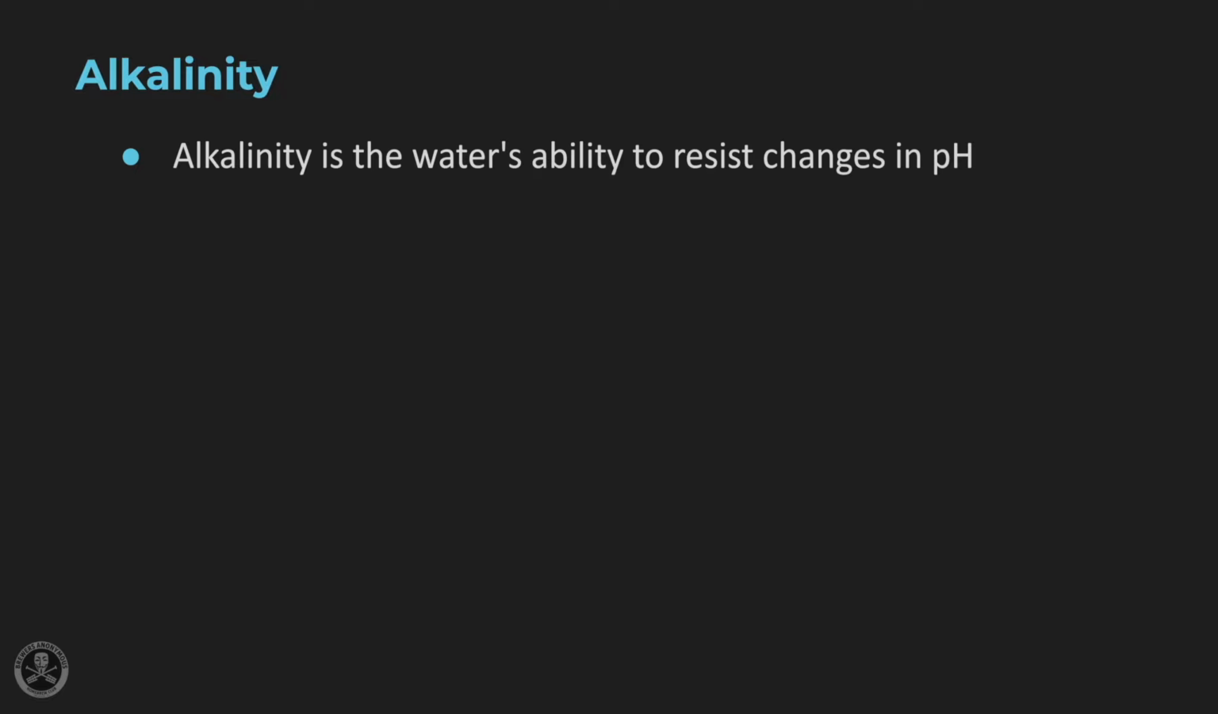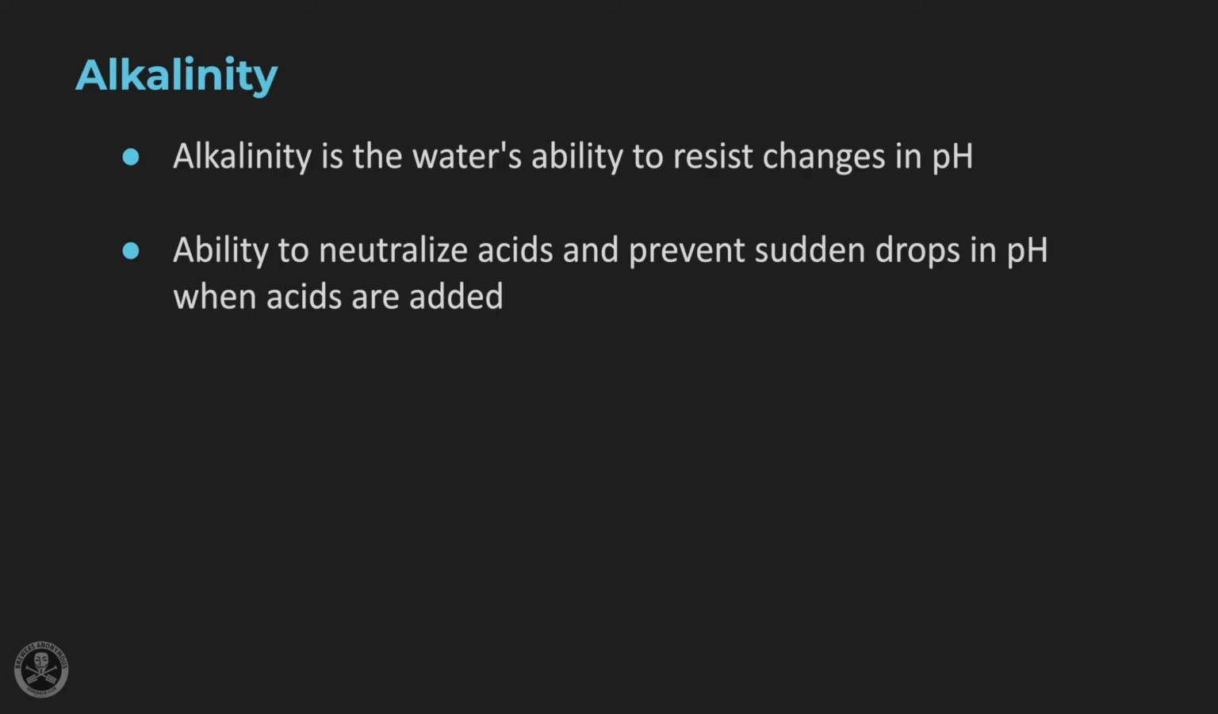Now, what exactly is alkalinity? Well, by definition, in terms of brewing and our exam, alkalinity is the water's ability to resist change in pH. Diving a little deeper, alkalinity is the water's ability to neutralize acids and prevent sudden drops in pH when acids are added. Okay, with that in mind, why do we care about that in terms of brewing?